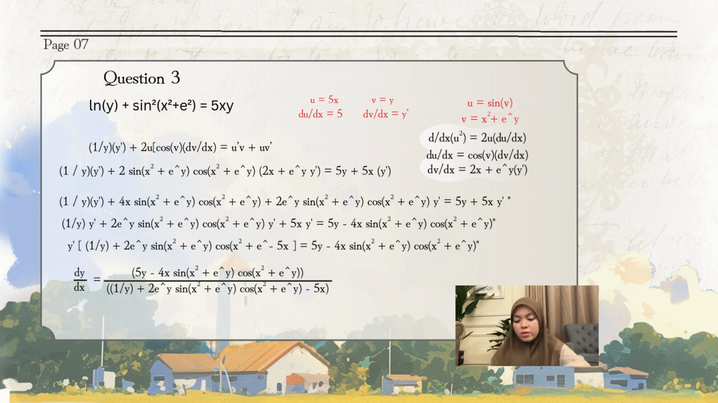Next, I factor out y prime for the left side. Y prime multiplied by bracket 1 over y plus 2e to the power of y sin bracket x squared plus e to the power of y cos bracket x squared plus e to the power of y minus 5x equal to 5y minus 4x sin x squared plus e to the power of y cos x squared plus e to the power of y.